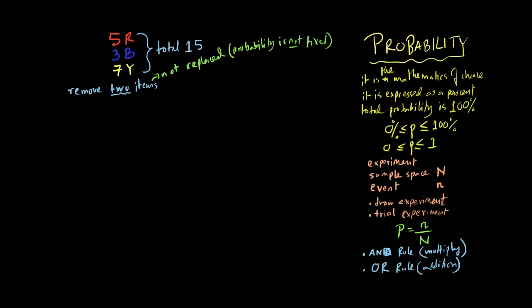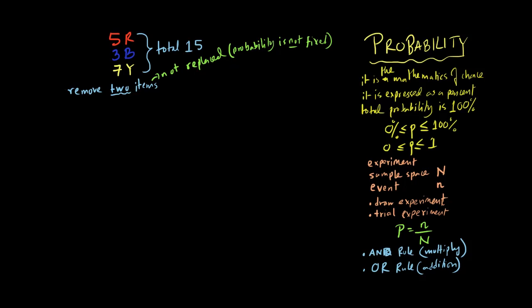So in this situation, we have 3 different colored items: 5 red, 3 blue, and 7 yellow, altogether making it 15 items. Now, here we have to remove 2 items. If we remove 2 items, it means they're not replaced. That means the probability is not going to be the same.